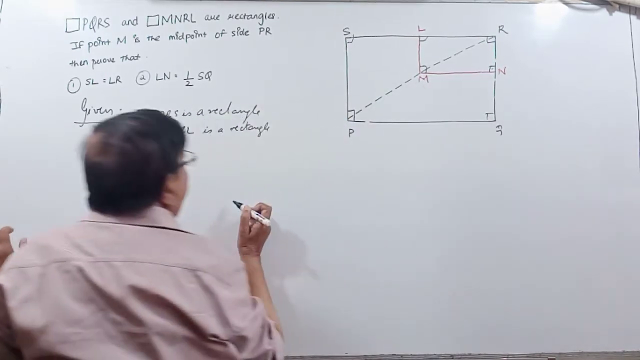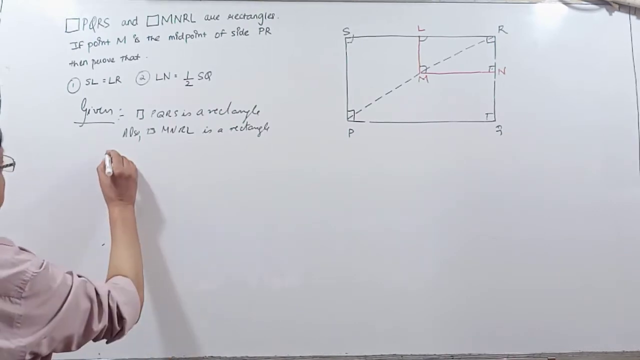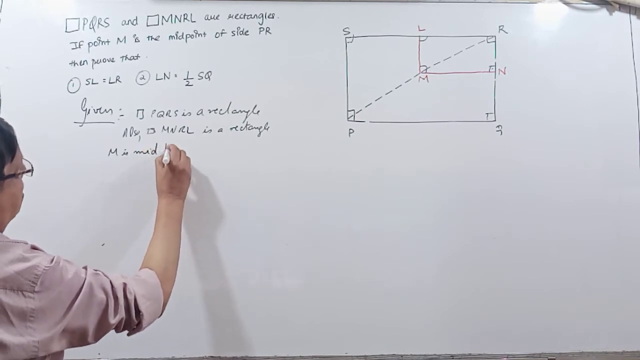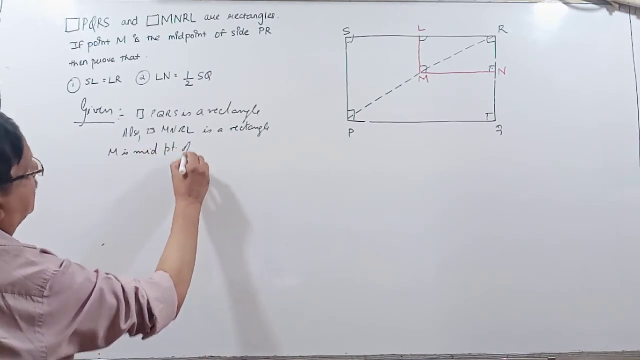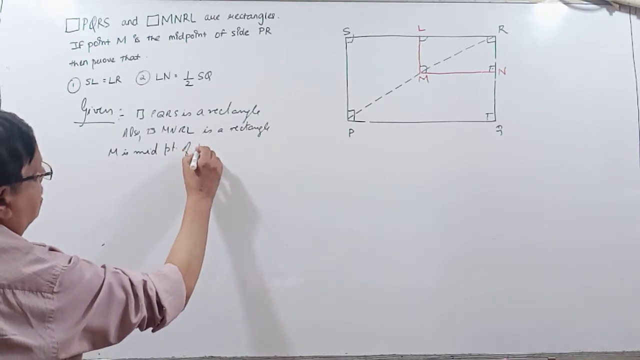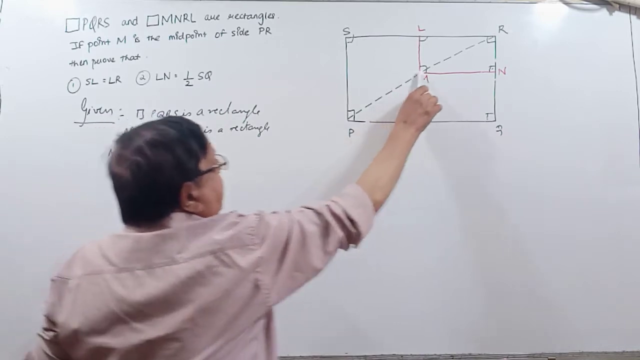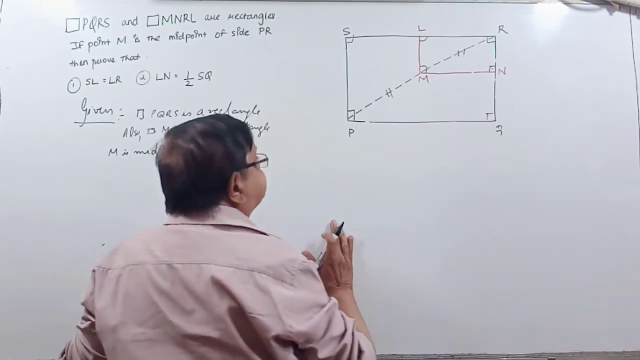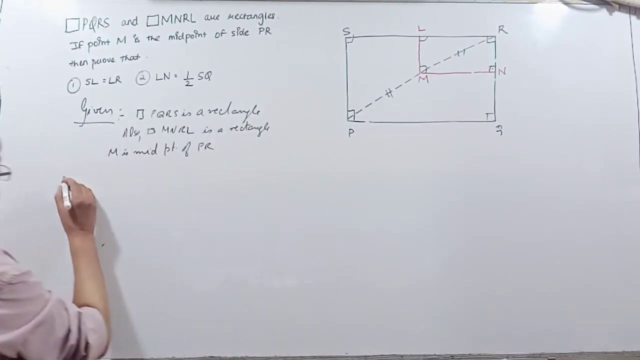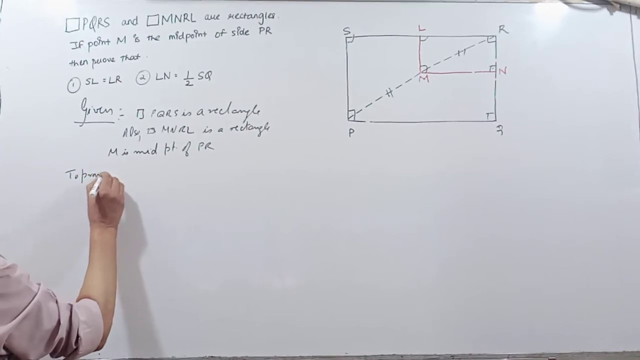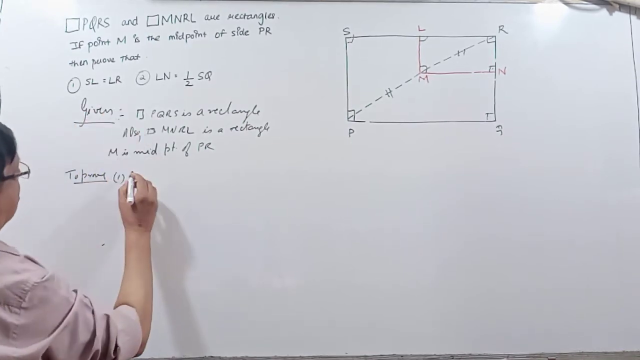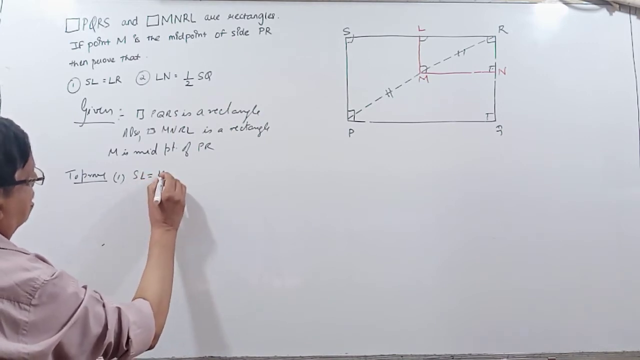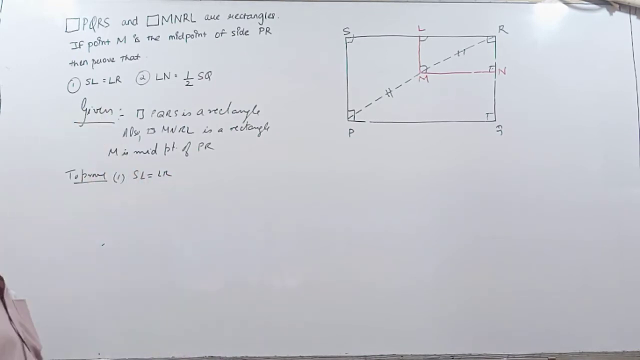I have shown that. Now what else is given? M is the midpoint of PR. This is the midpoint of PR, meaning this is equal to this. To prove: one, SL equal to LR. This is one. First we prove that.